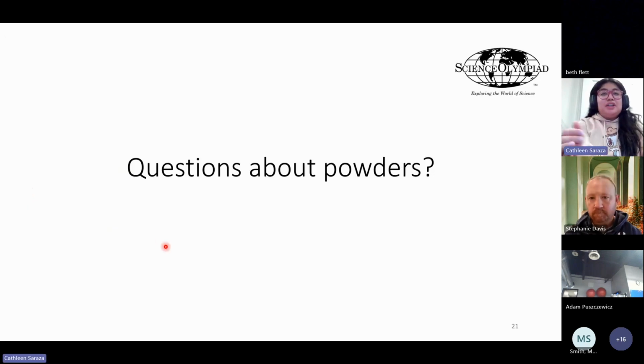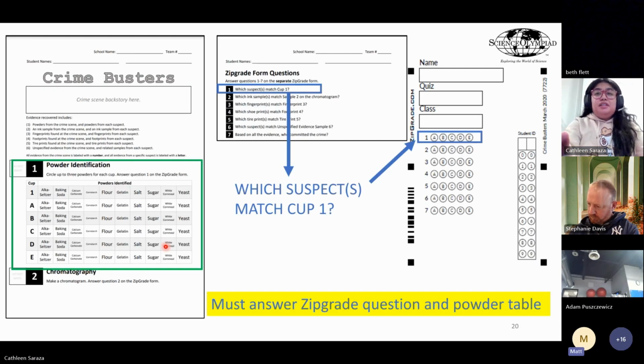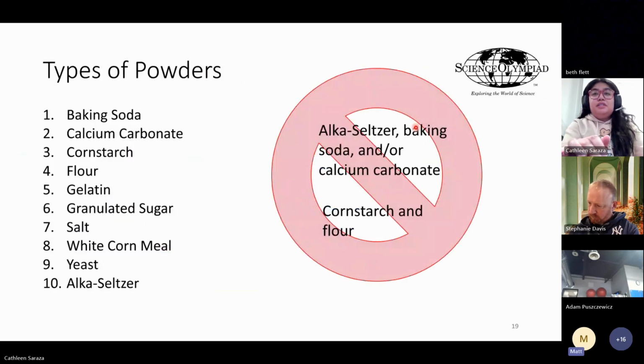Are there any questions about powders? I have a question. Okay. Could you repeat the substances that won't be combined again? I got Alka-Seltzer, baking powder, and there was one more, right? It's Alka-Seltzer, baking soda, and or calcium carbonate. And then the other combination that won't be seen is cornstarch and flour.